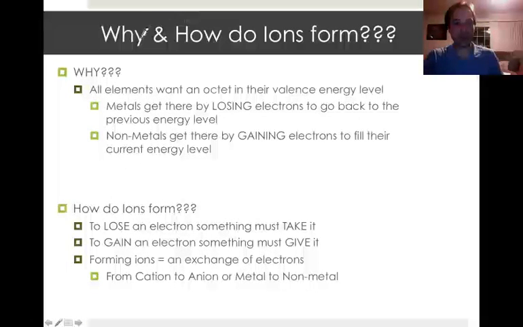So let's talk briefly about why and how ions form. First of all, why. This is something we talked about last unit. It's all about those octets in their valence energy level. So just to keep it straight, metals versus nonmetals, they have different strategies.